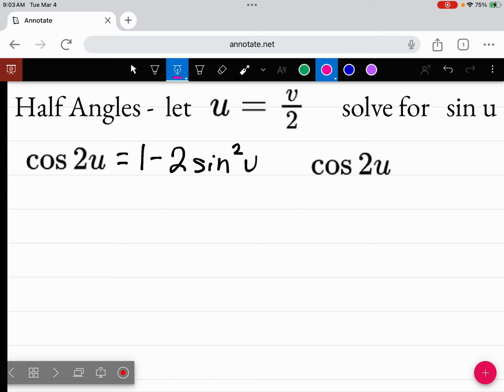This was one of our equations from yesterday. That's just one of the ones we had, the double angle. We've done nothing different. We are going to solve this for sine. Get this to be a sine equals.